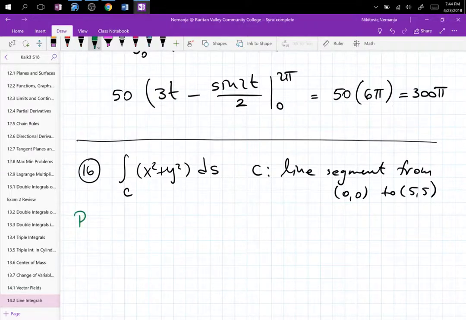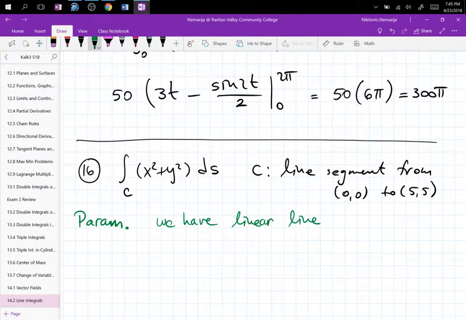I'll keep my color coding, but I'm going to now call it a parameterization. So what do I have here? Well, I have a linear line, and I can find the formula for the linear line. If you don't know how to quickly find a formula for a linear line, go ahead, use the formula for slope, y2 minus y1 divided by x2 minus x1, and all that stuff.